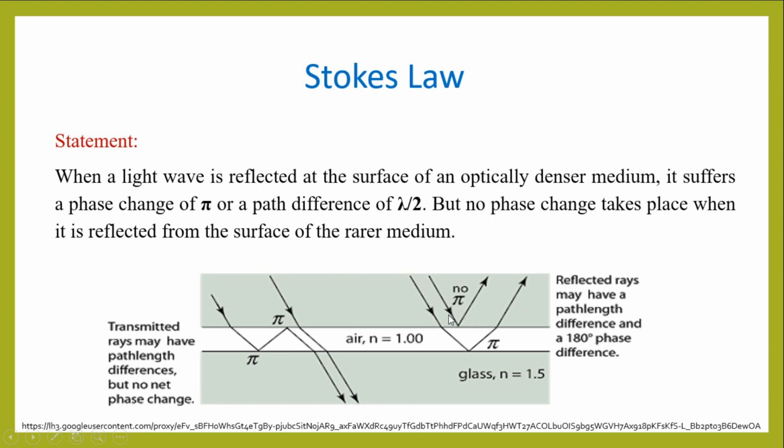Light ray undergoes a phase change only if it reflects from the denser medium. The statement of Stokes' law is, when a light wave is reflected at the surface of an optically denser medium, it suffers a phase change of pi or a path difference of lambda by 2. But no phase change takes place when it is reflected from the surface of the rarer medium.